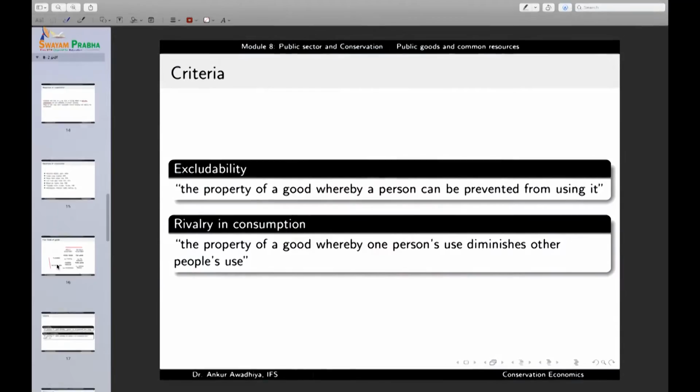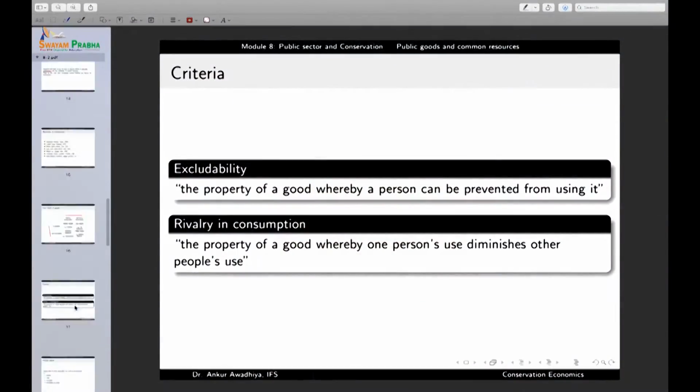The other criterion is rivalry in consumption, the property of a good whereby one person's use diminishes other people's use. So when we say rivalry in consumption, it means that if I consume the good, then you have less amount or less quality of that good available for consumption. A good example again is things such as forests. So if I cut down a tree and I take the timber away, then that timber is not available for your use. So it is a rival in consumption. If I use more, you get less. If you use more, I get less. So that is rivalry in consumption.